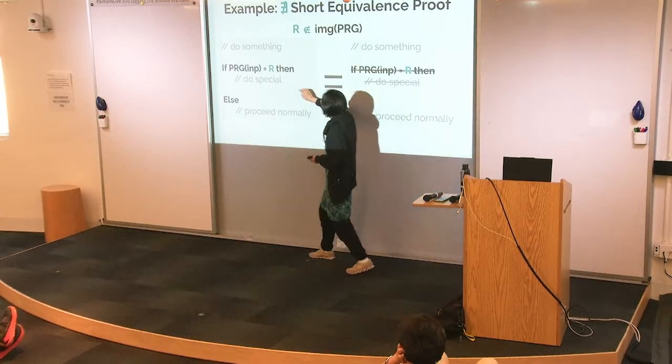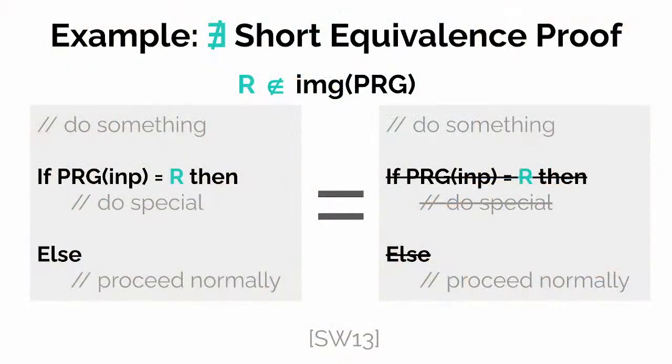All right, so this is a typical kind of reduction you would do in this IO style proof. Basically, you are going to check if the PRG of some input is equal to some number R, then you do something special. Otherwise, you proceed normally. And then in these IO proofs, you are going to pick R such that it is not in the image of the PRG. And then you can say, because R is not in the image of the PRG, I can delete these lines. I can just do this.